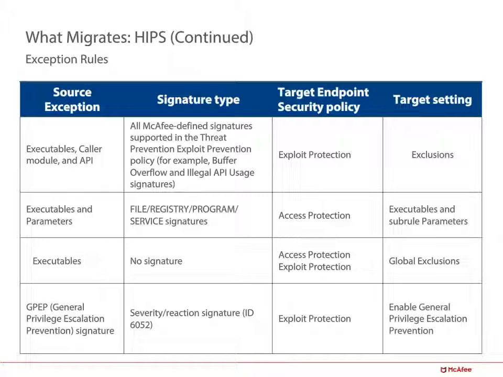Any executables that have nothing to do with signatures will show up in your access protection, as part of the exploit protection. And the target setting will be global exclusions. Any grep exceptions, the signature type was the fact that the reaction signature ID was 6052. It will be in the exploit protection, and it will be a part of the enable general privilege escalation prevention.